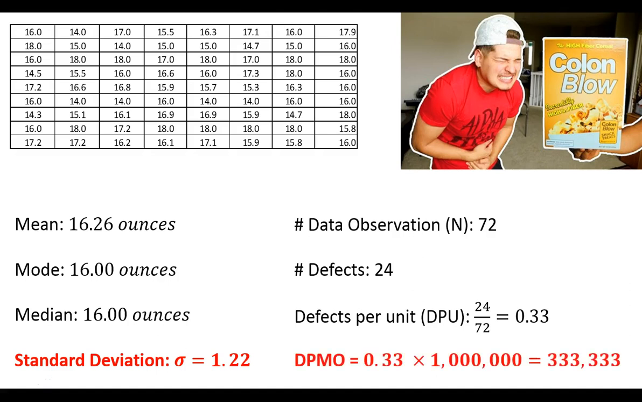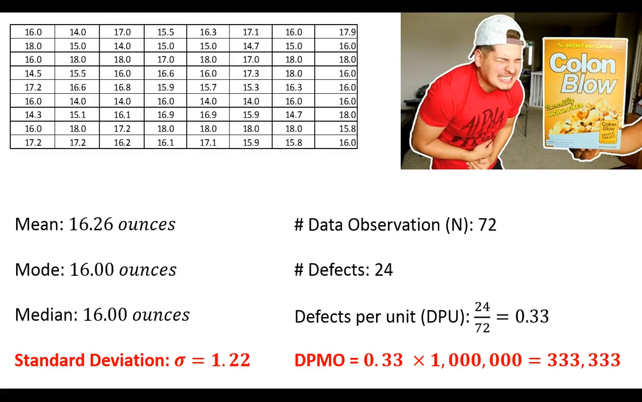Now, if we wanted to see this over the course of 1 million, it's defects per unit per opportunity, and we're just going to say it was one opportunity at that weigh station. That comes out to 333,333, so one third. This should make sense. We found in the small sample one third, 24 out of 72. If we scale this up to 1 million, if we were going to produce 1 million boxes of Cullen Blow, we would expect that one third to scale up to over 300,000 boxes.